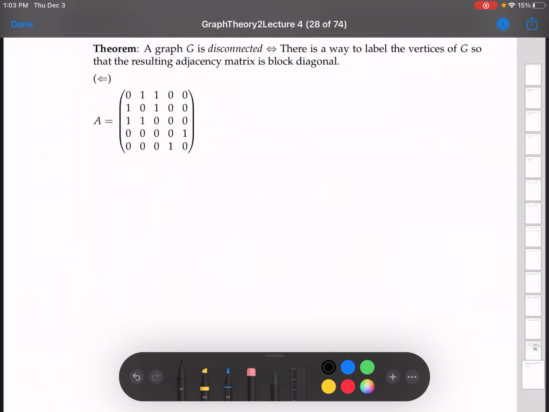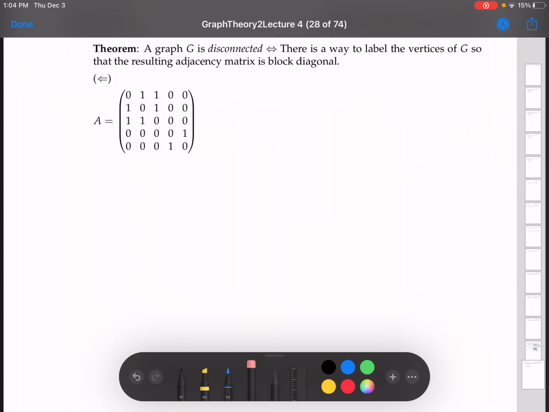All right, so in this video, we're going to look at this direction of the theorem. So we assume that we have a way to label the vertices of our graph so that the resulting adjacency matrix is block diagonal, and that this is in fact that block diagonal adjacency matrix. Now let's see why the graph must be disconnected.